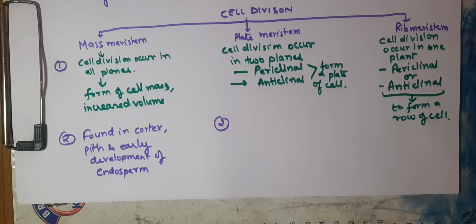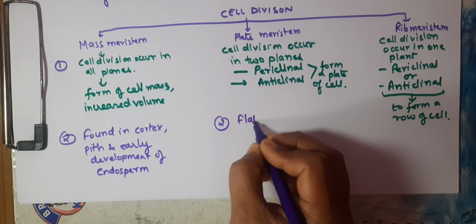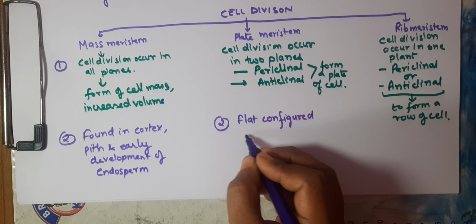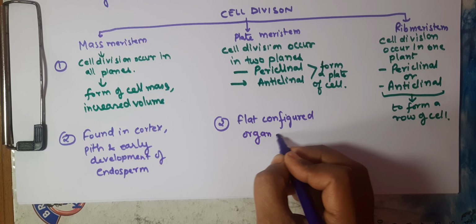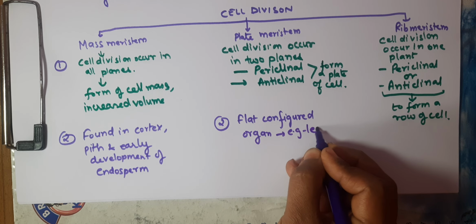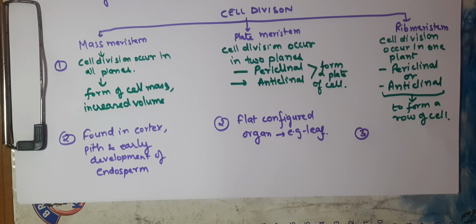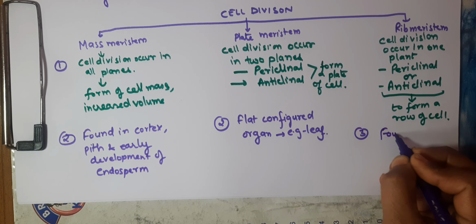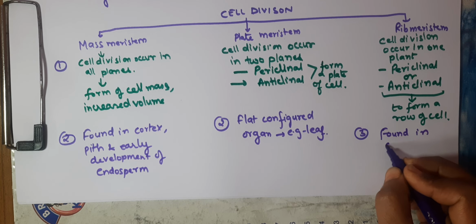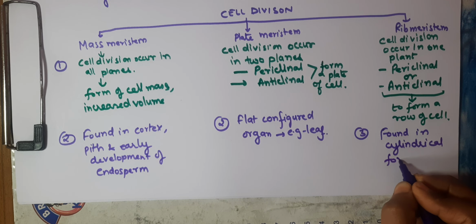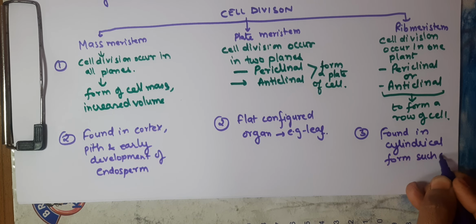Whereas the plate meristem is found in flat configured organs, such as the leaf. And the rib meristem is found in tissue with cylindrical formation, such as the cortex.